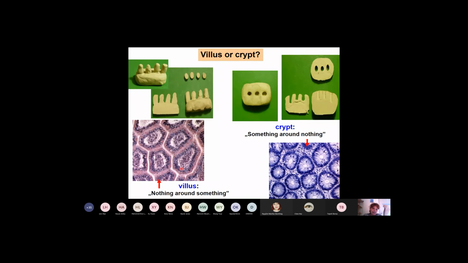So actually you could say nothing around something characterizes the villus. A crypt is, on the contrary, you can see the lumen in the center of a crypt, because the crypt is actually a gland, so an invagination of the epithelium. But around the gland you can see the lamina propria, in which the glands are embedded. So something around nothing could be thought in this case.